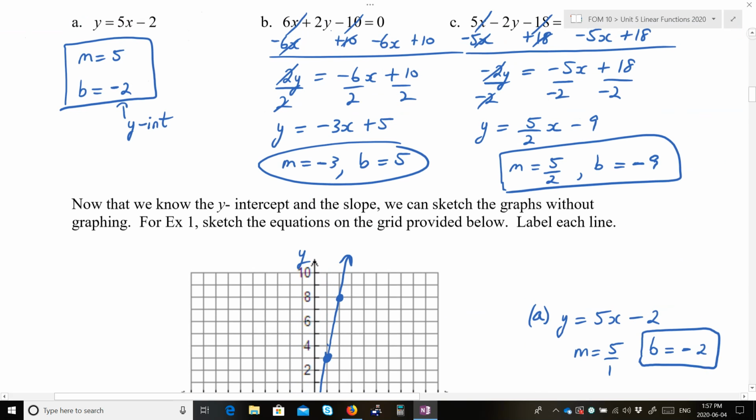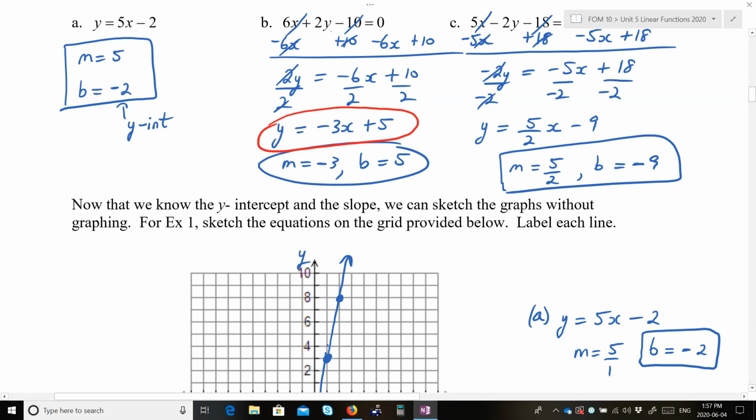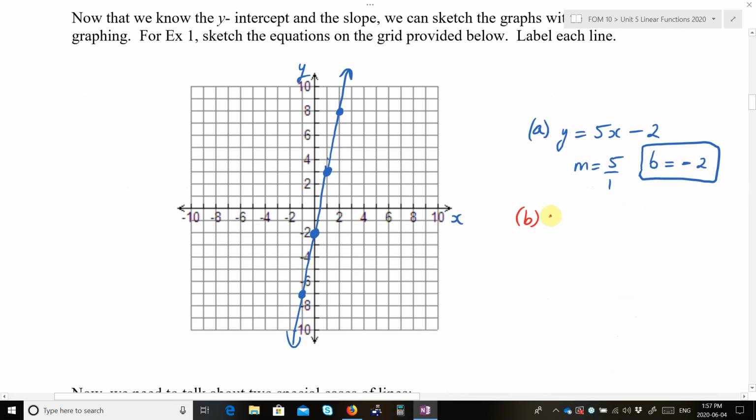Line B I will do in red, and we figured out line B to be y equals negative 3x plus 5. So the m, the slope, is negative 3, b, the y-intercept, is positive 5, and this slope as a fraction is negative 3 over 1. So the y-intercept is up at 1, 2, 3, 4, 5. And then the slope says that I rise negative 3 and I run 1. So that means 1, 2, 3 down and run 1 to the right. 1, 2, 3 down, 1 to the right.